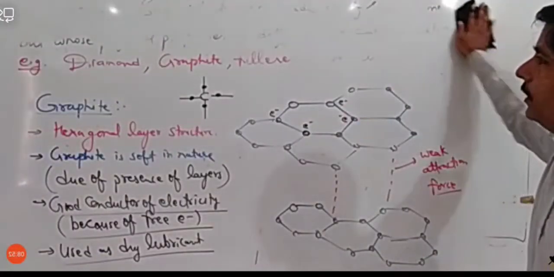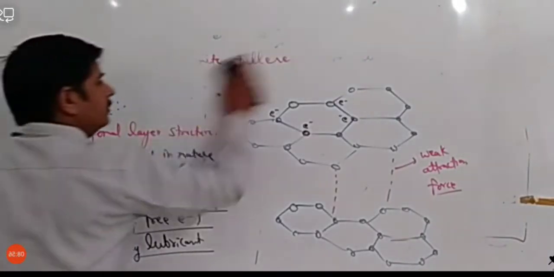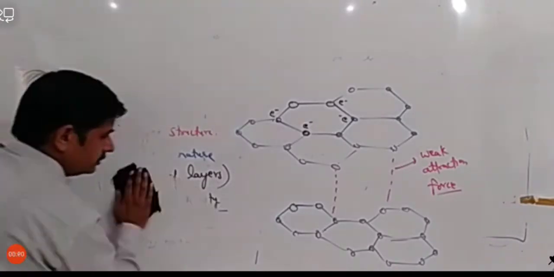And the next topic is diamond. Diamond is also allotrope of carbon, but its structure is little bit different. इसका structure आपको थोड़ा different देखने को मिलेगा. Let's see.